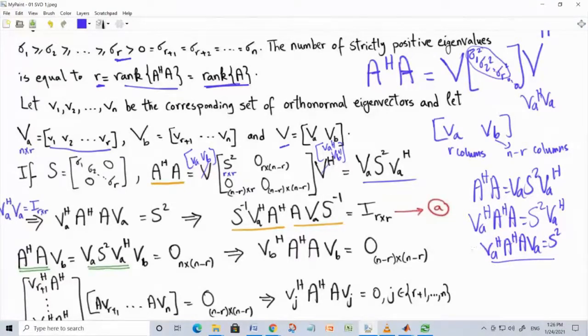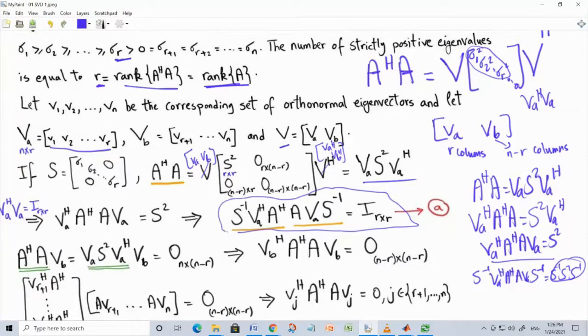Then you multiply from the left by S inverse. S is an invertible matrix, right? Because it's a diagonal matrix, and the elements on the main diagonal are all non-zero. So it is an invertible diagonal matrix, and so we multiply S inverse from the left, and actually from the right also, V_A Hermitian A V_A. And so you have S inverse S squared S inverse, and so this will give you the identity I_(R by R), and so this is our first main expression here.